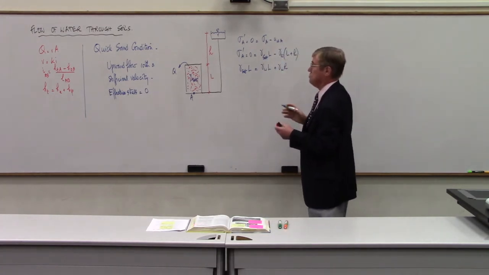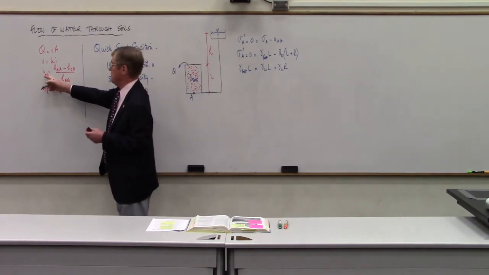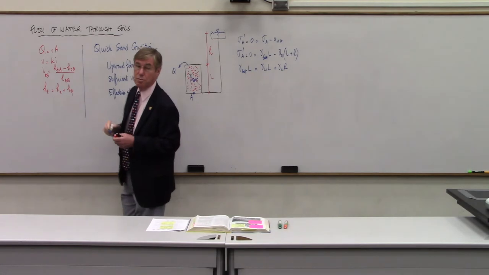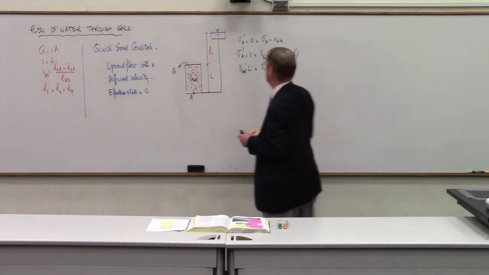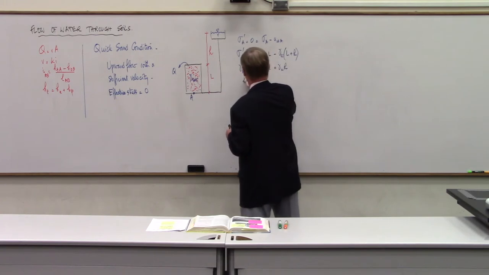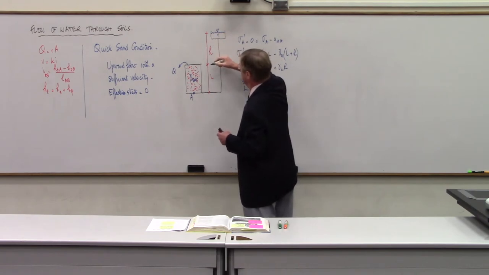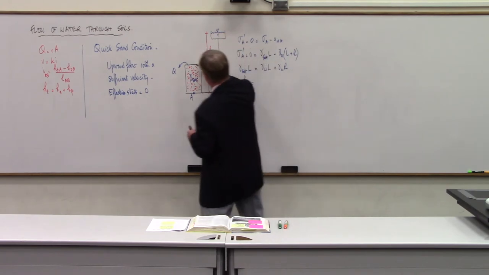And what's of interest to me is the hydraulic gradient, because once I have the hydraulic gradient, I multiply by K and I'll know how fast the water has to go. So what I need to form is H divided by L, because H is the loss of total head between A and B.